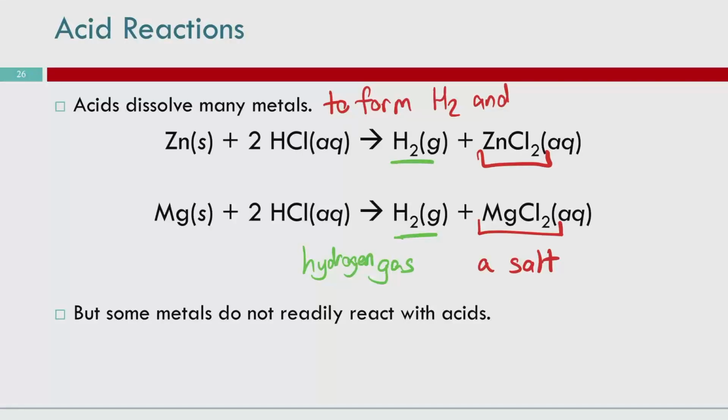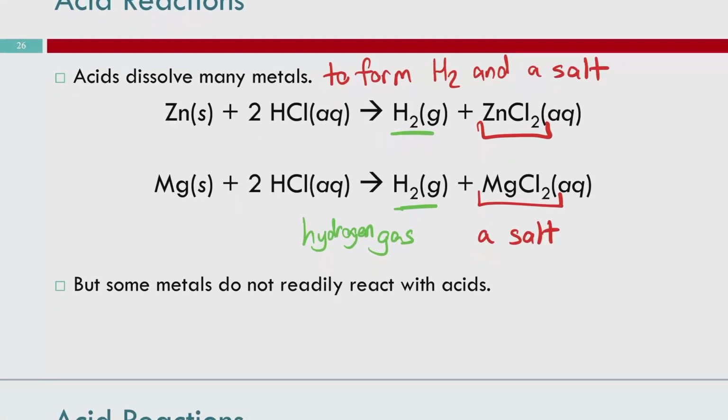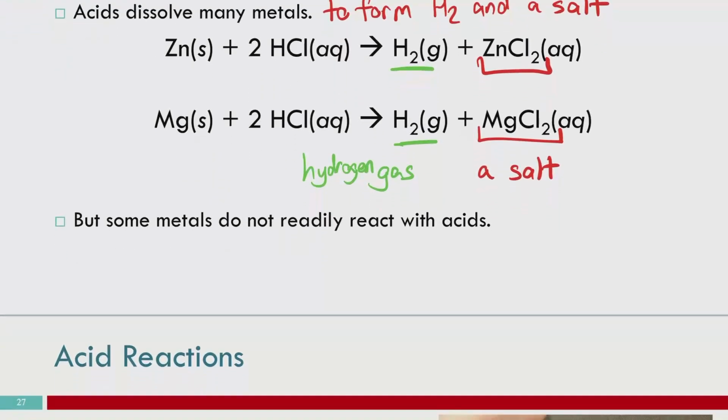So acids dissolve metals to form H2 and a salt. It's also a double displacement reaction. Some metals don't readily react with acids. Usually that's precious metals: gold, silver, iridium. I don't think tungsten's particularly reactive either. Platinum, palladium, rhodium. Expensive metals generally don't dissolve in regular acid.